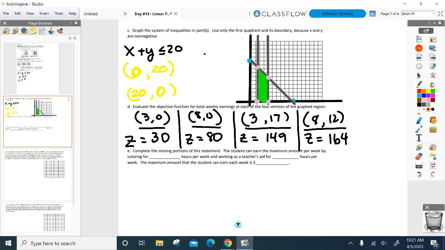So this is how we can answer this question now. Under these restrictions, the most amount of money I can possibly make is $164, but I can only make that if, what was X again? I spend 8 hours tutoring, and Y was 12 hours being a teacher's aide for the week. I make a maximum amount of money of $164. So that's how this linear programming works. Under these conditions, here's the max amount you can make, but here's what you got to do to get to it. How is this different from what we did yesterday?